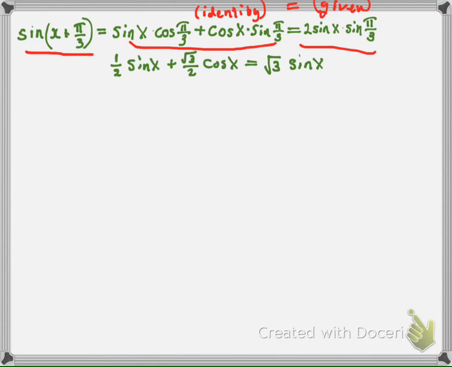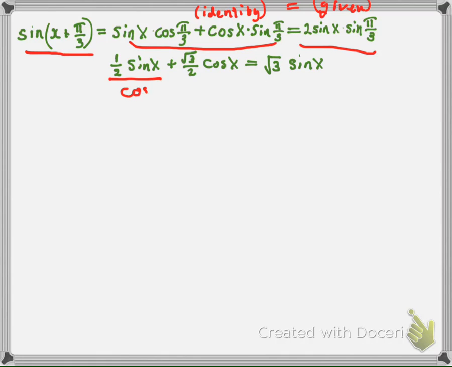So the first thing I do is I evaluate the cosine of pi over 3, which is 1/2, and over here is the sine of pi over 3, which is square root of 3 over 2. Over on the right-hand side, the sine of pi over 3 was equal to square root of 3 over 2. I multiply that by this 2, and that's why I just have square root of 3 sine of x.